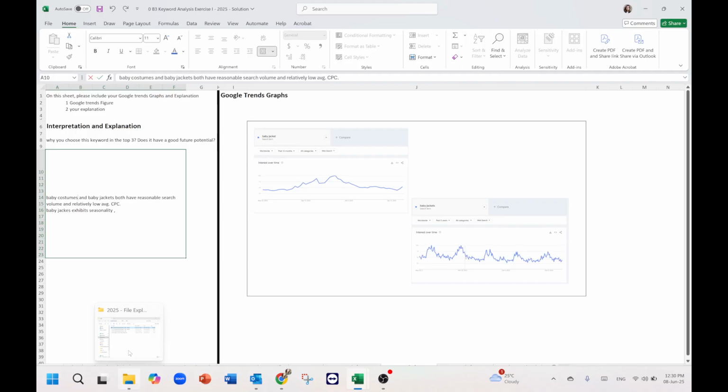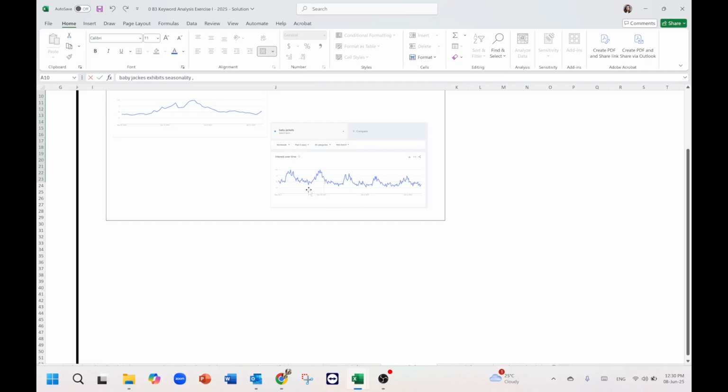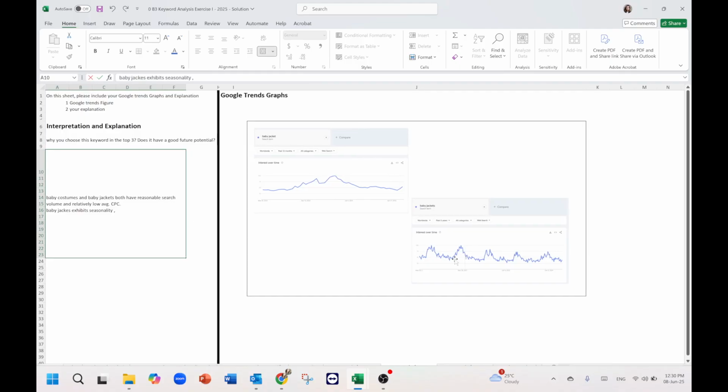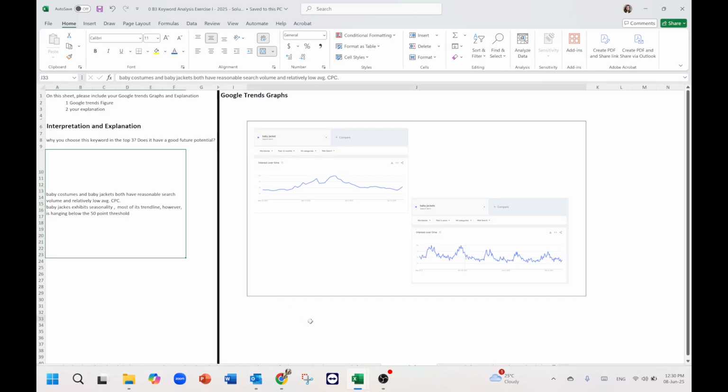Costumes and baby jackets have both reasonable search volume and relatively low average CPC. Baby jackets exhibit seasonality, but most of its trend line is actually below the 50 threshold. So let's write this down: most of its trend line is hanging below the 50 point threshold that we were talking about in class.